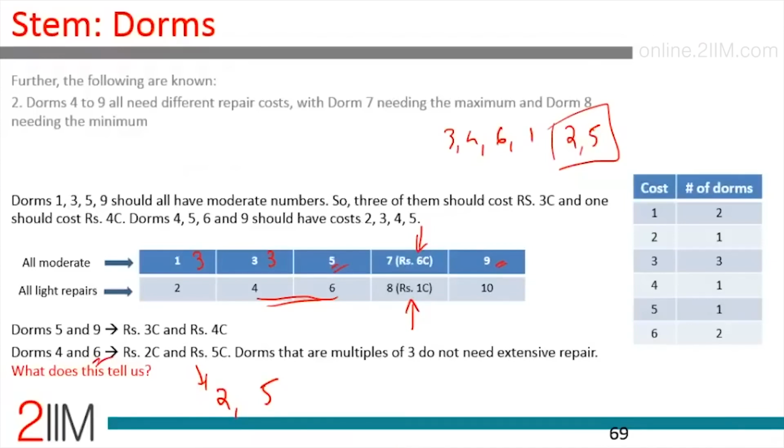There's one other constraint we had. Multiples of 3 do not have extensive repairs. What does that mean? This should not have extensive repair. That means this cannot cost 5 crores. That means this should cost 5. This should cost 2.